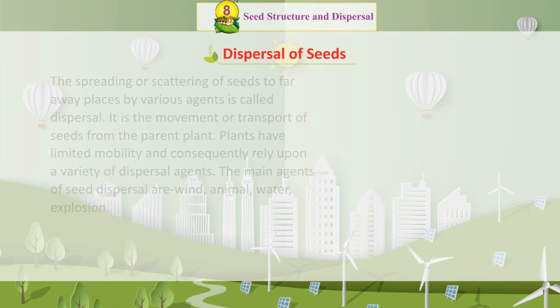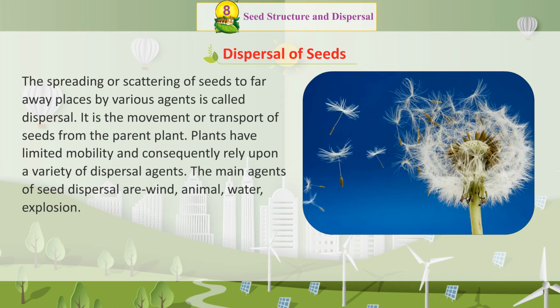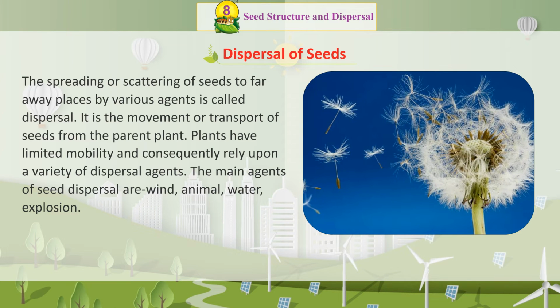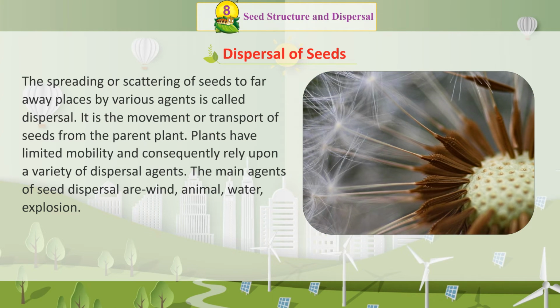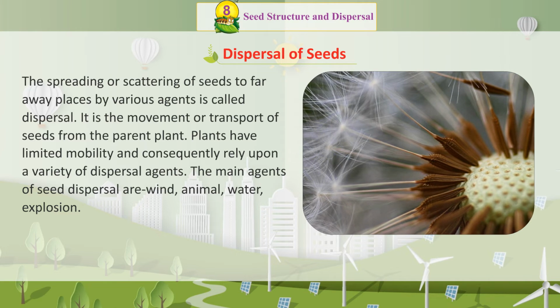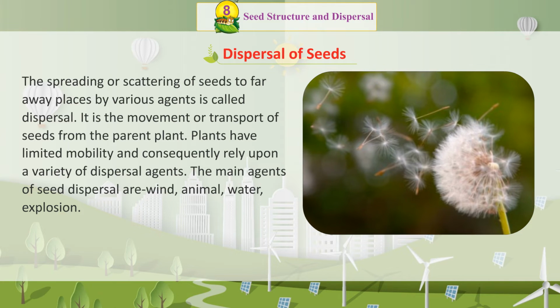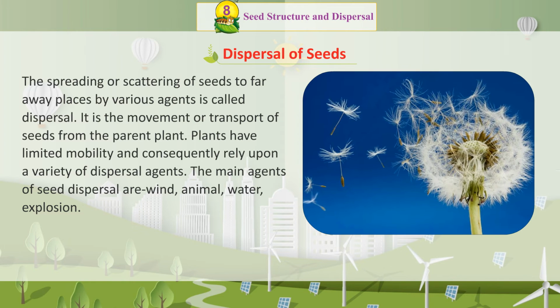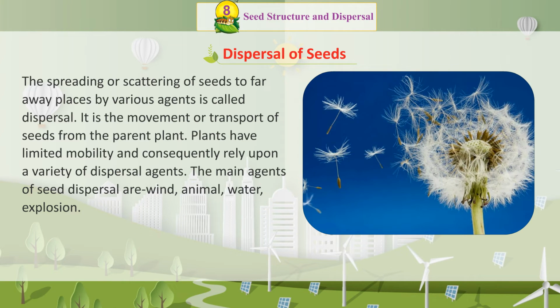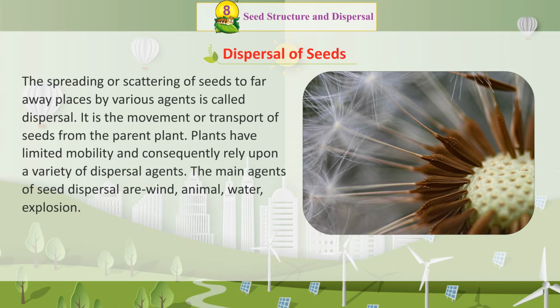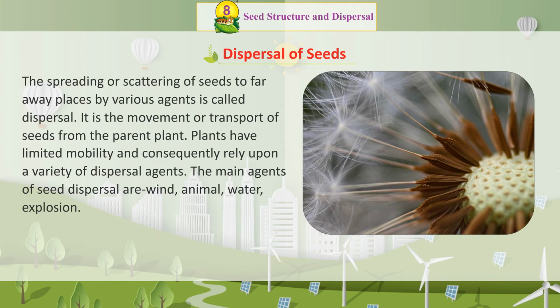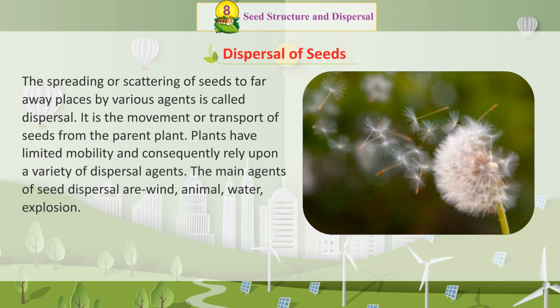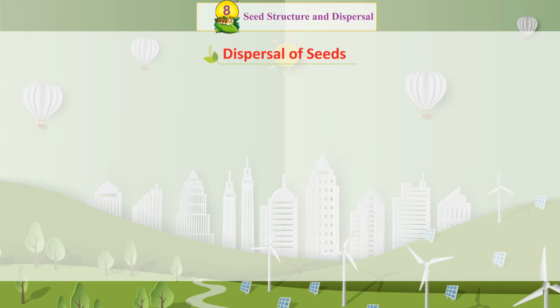Dispersal of seeds. The spreading or scattering of seeds to faraway places by various agents is called dispersal. It is the movement or transport of seeds from the parent plant. Plants have limited mobility and consequently rely upon a variety of dispersal agents. The main agents of seed dispersal are wind, animal, water, explosion.